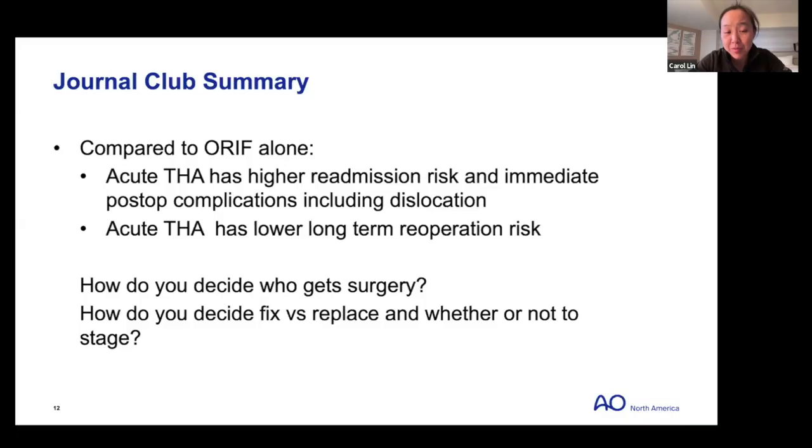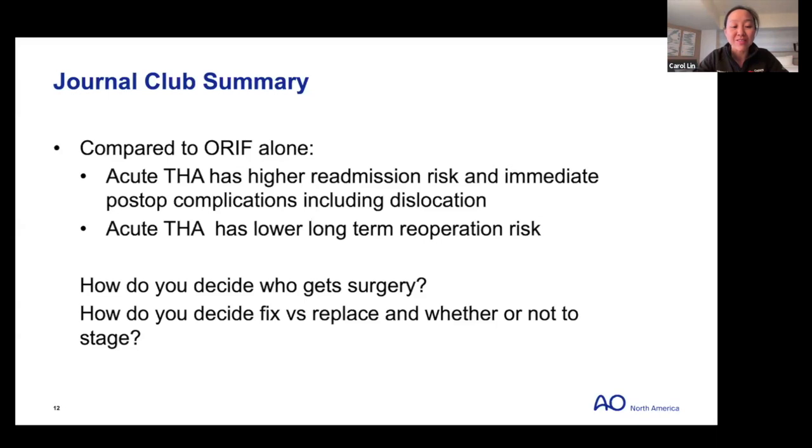The immediate post-op complications do seem to be higher when you combine acute total hip. And when I say acute total hip, that's with or without adjunctive internal fixation. And dislocation is an overriding concern. However, the long-term reoperation risk is substantially lower, and the functional outcomes are higher if you can get the patient through that immediate perioperative period.